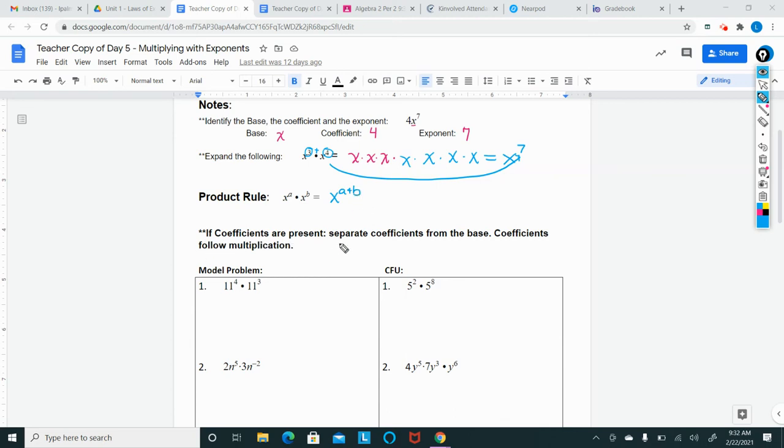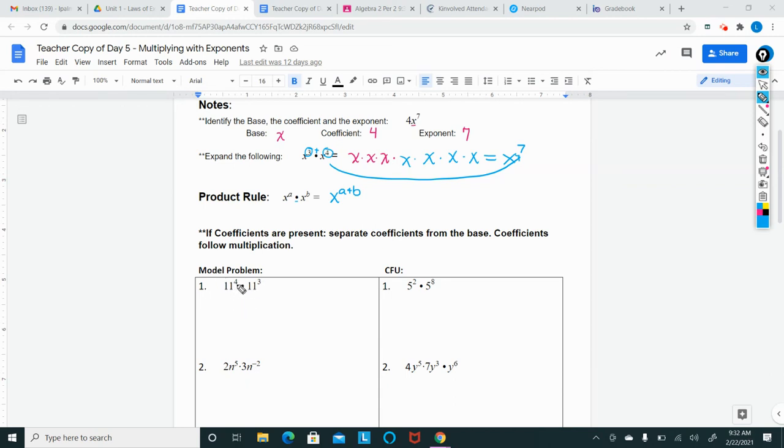If exponents are present, separate coefficients from the base. Coefficients follow the multiplication. So there are going to be times where you're going to have coefficients in problems. Coefficients will always follow our multiplication symbol. They will never be added. They will be multiplied. So here's our model problem.